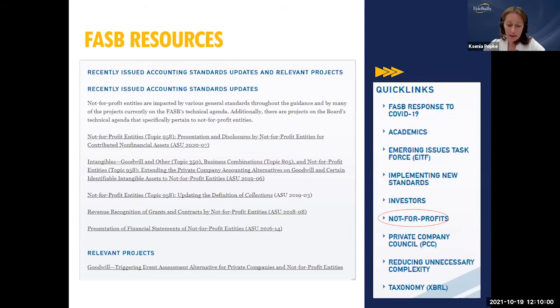And not-for-profits are now allowed to amortize goodwill on a straight-line basis over 10 years or less. And it's also simplified some of the impairment testing for those not-for-profits that hold goodwill. And then the last item on this slide is the presentation and disclosure for contributed non-financial assets, or the in-kind standard. This is the most recent standard that was issued for not-for-profits specifically, and we'll talk about it, but we will also cover this particular standard in a lot more detail because it is so broad-reaching.